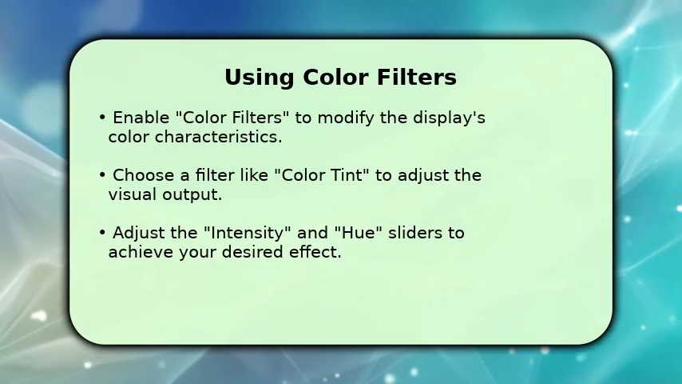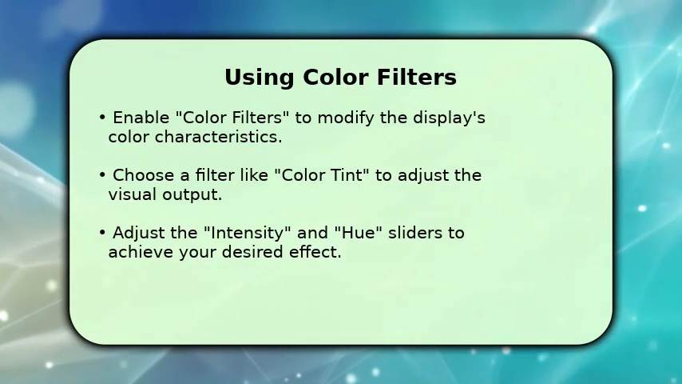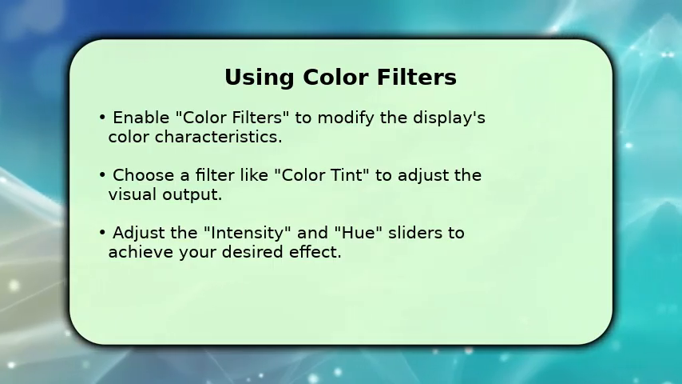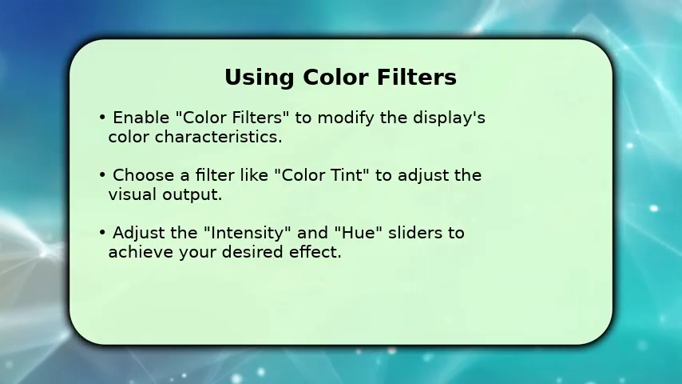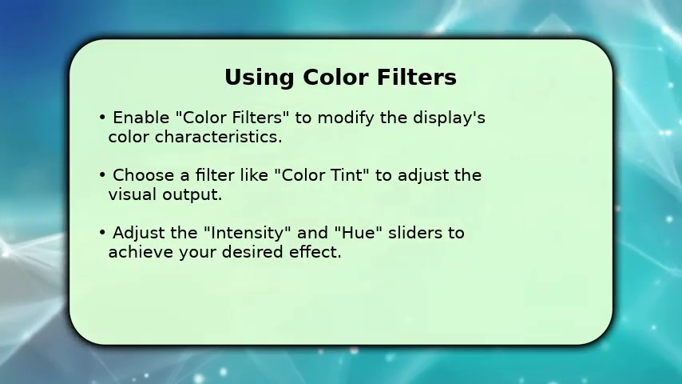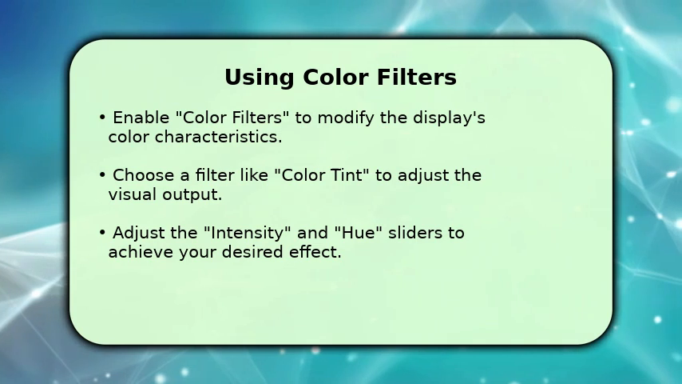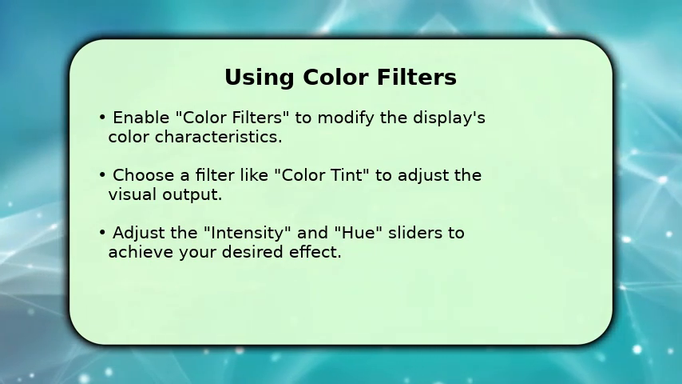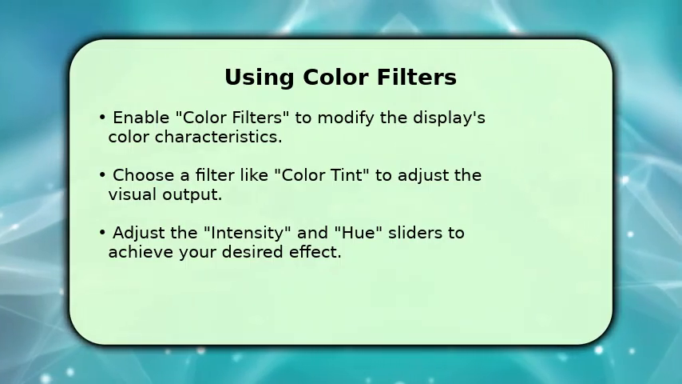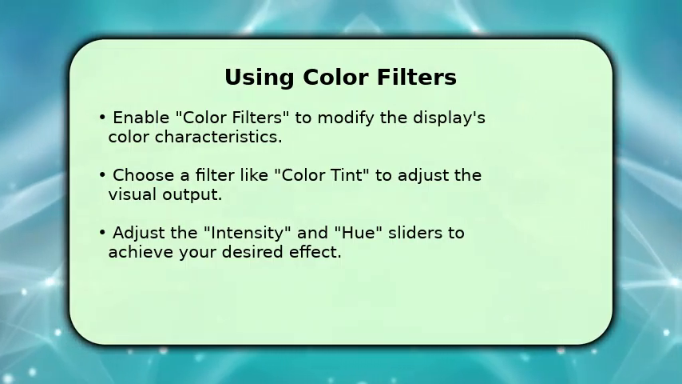Within Display and Text Size, enable the Color Filters option. This feature allows you to apply various color adjustments to your entire screen. Select Color Tint to gain control over the display's hue and intensity. By carefully adjusting the intensity and hue sliders, you can significantly alter how colors are presented, creating a gamma-like correction.